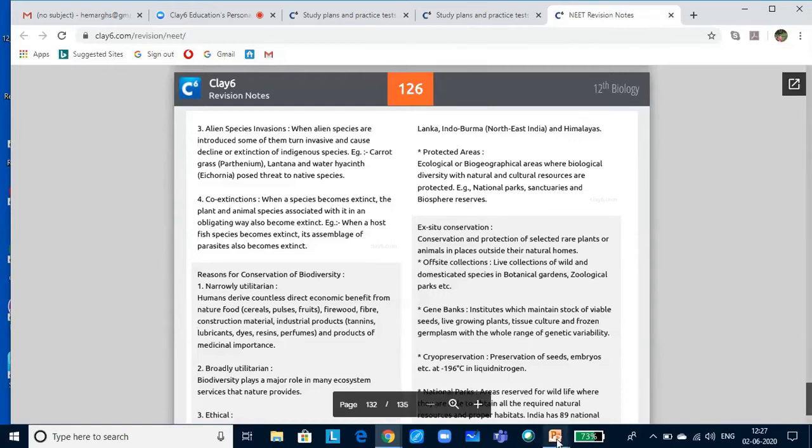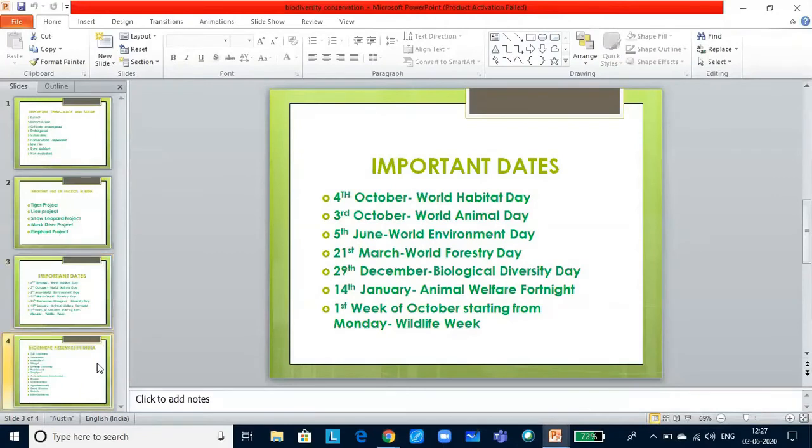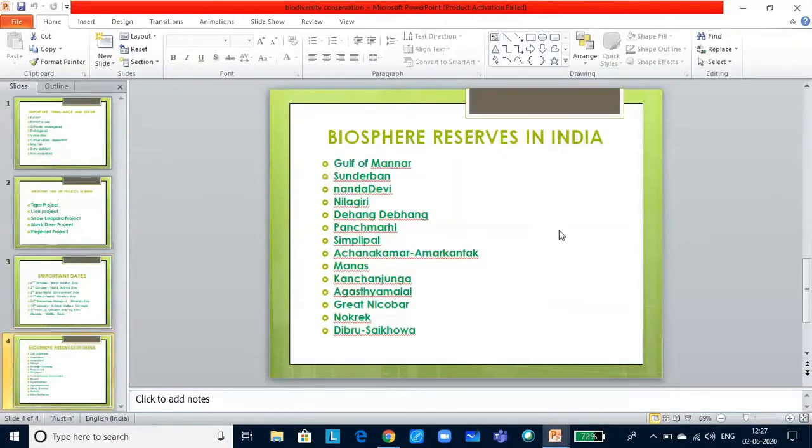One thing you have to know about biosphere reserves means the important biosphere reserves in India. You have to make a list of it. Gulf of Mannar, Sundarban, Nanda Devi, Nilgiri, Dehang Debang, Panchmarhi, Simlipal, Achanakmar-Amarkantak, Kanchenjunga, Agasthyamalai, Great Nicobar, Nokrek, Dibru Saikhowa. So these are the biosphere reserves in India.